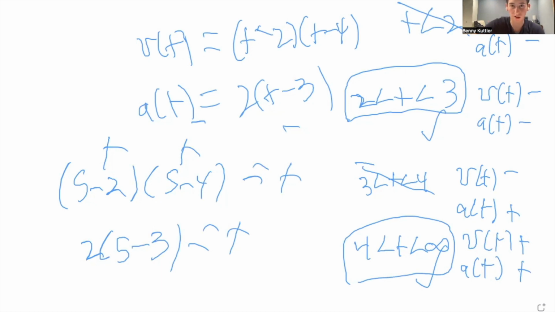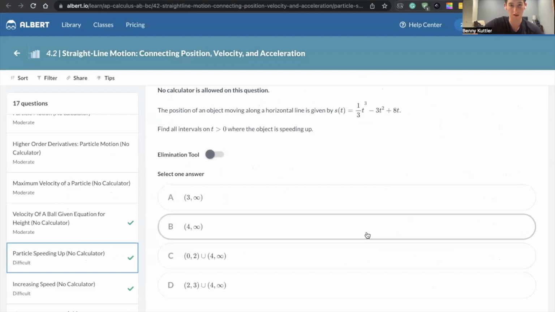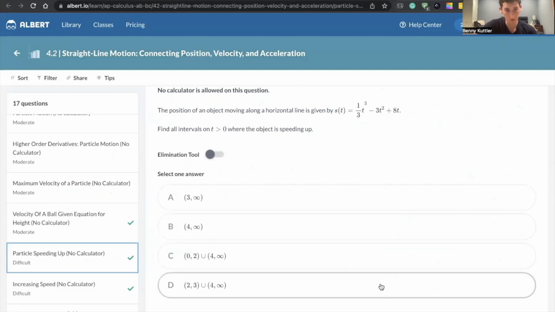So now let's go back and see if that matches up with any of our answer choices. So between 2 and 3 and 4 and infinity, that looks right.